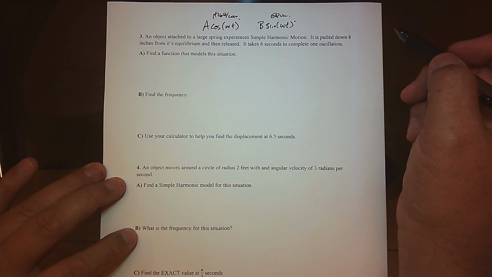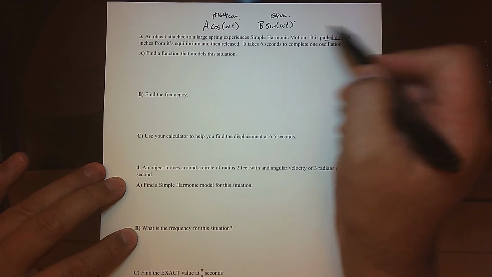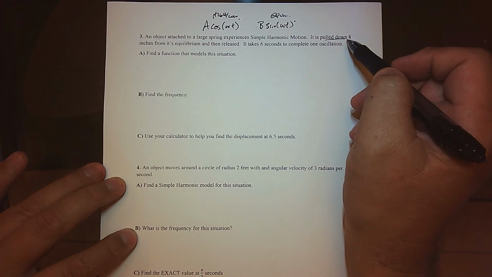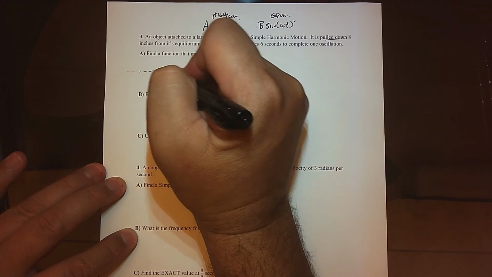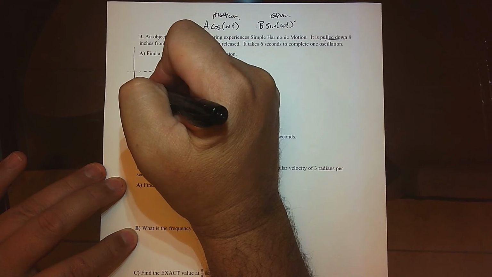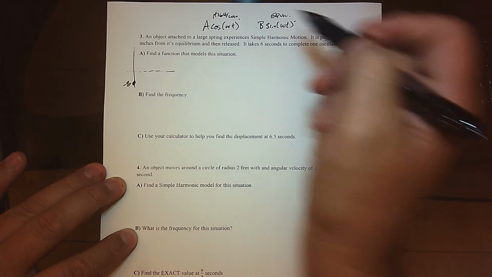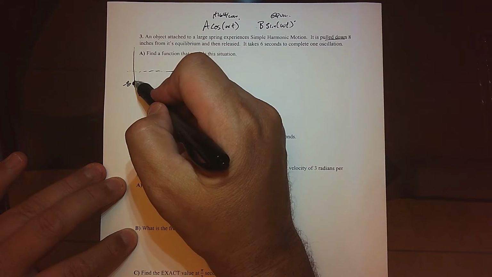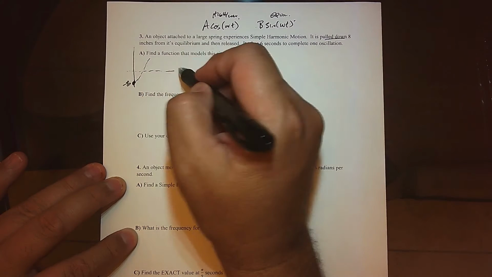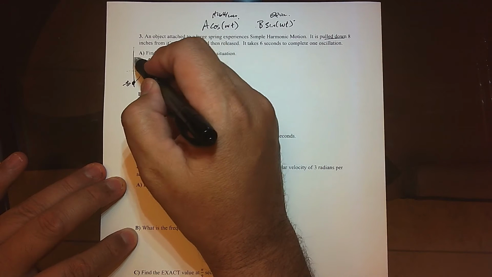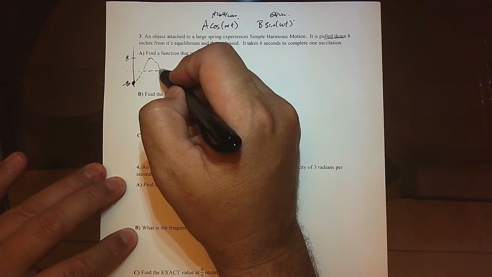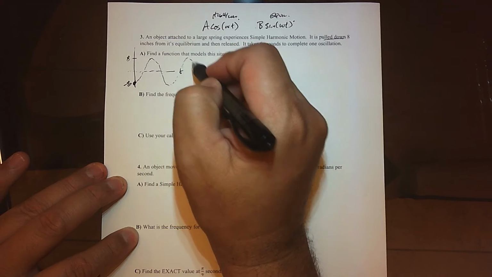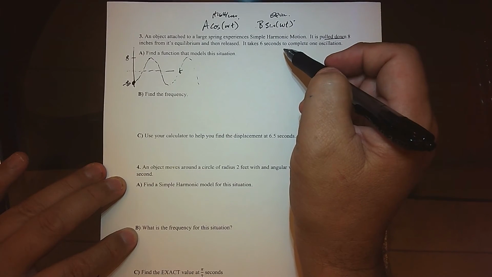An object attached to a large spring experiences simple harmonic motion. It's pulled down 8 inches from its equilibrium. So here's what we've got. Just picture-wise, here's the equilibrium. So this mass is starting at -8, all right? Then it's released. So when it's released, we know it's going to snap back up over time, and then reach a maximum of 8, and then come back down, and just keep on going back and forth, back and forth, back and forth.